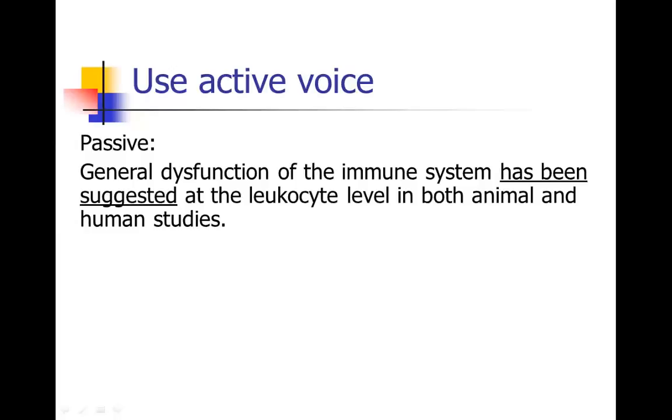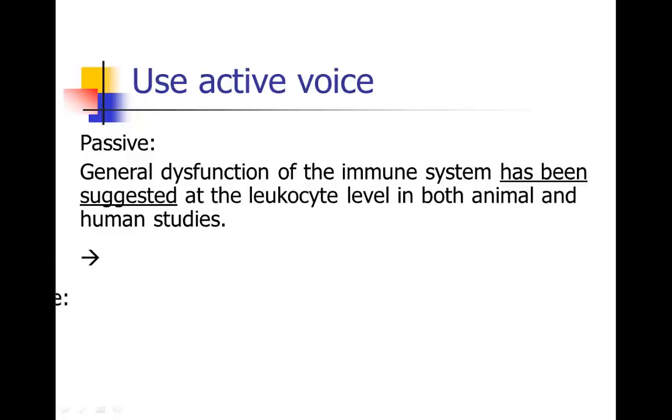So here's another example. It says, general dysfunction of the immune system has been suggested at the leukocyte level in both animal and human studies. Okay, so again, this one's a little bit more hidden, but if you look at it carefully, you can recognize it as passive voice because we've got the has been, that's the form of the verb to be, the suggested, and what's the object? What's being suggested is this dysfunction of the immune system. What's doing the suggesting in this case is the studies, the animal and human studies. So to turn this one back into the active voice, we would put the animal and human studies first and have them suggesting this conclusion.